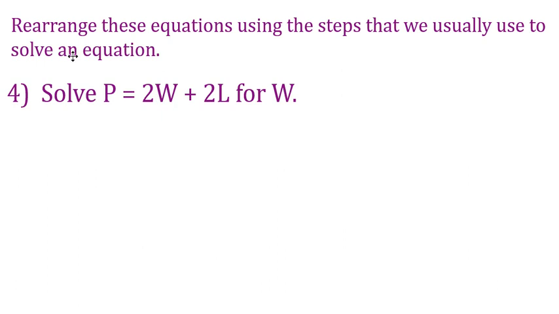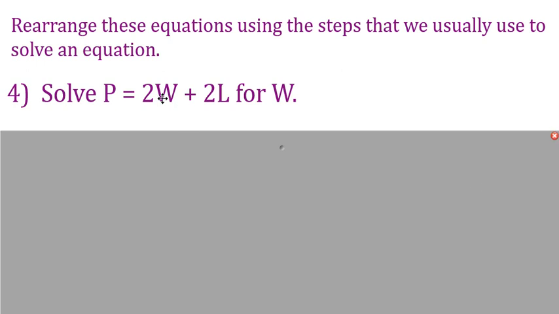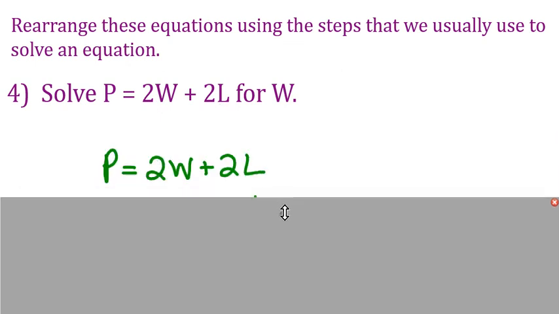Here's our perimeter equation. We want to solve for W, the width. So let's think, how can we solve for W? Well, we have some addition that we have to undo, and a multiplication we have to undo. But the addition comes first. So we'll subtract 2L from each side of our equation.